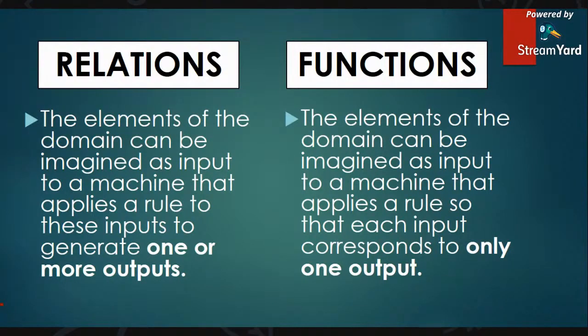Okay, so sa relation, meron tayong tinatawag na input at output. Sa relation, nagpo-produce siya ng one or more output. Samantalang sa function, nagre-generate lang siya ng one output. So, possible sa function na maraming input pero isa lang ang pinoproduce niyang output. Samantalang sa relation, maraming inputs pero nagge-generate siya ng maraming outputs. Samantalang sa functions, isa lang.